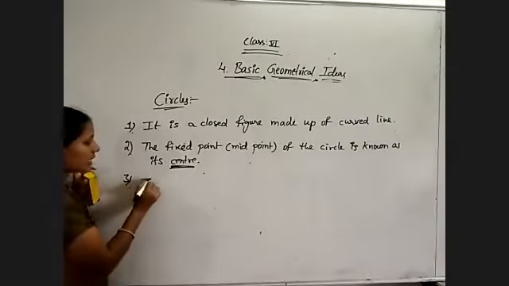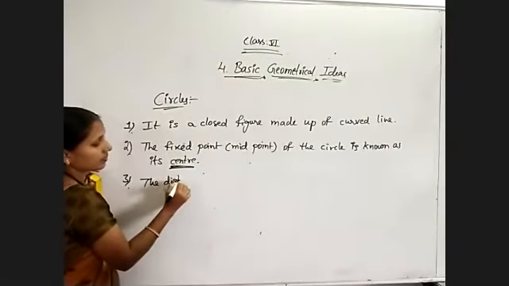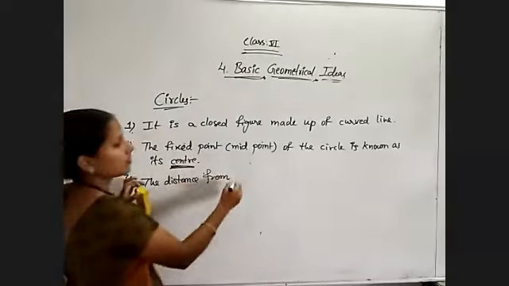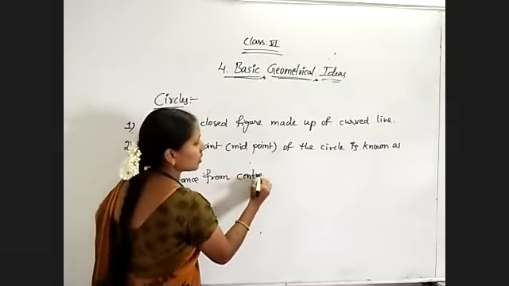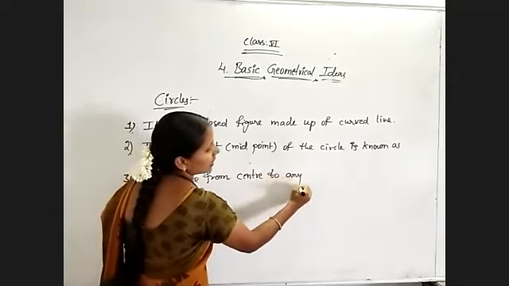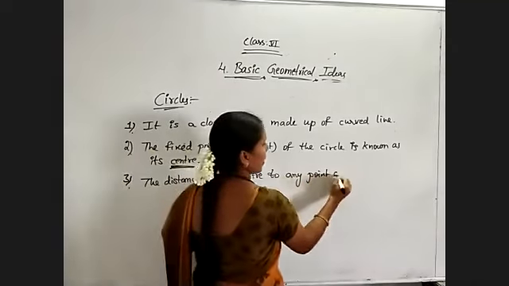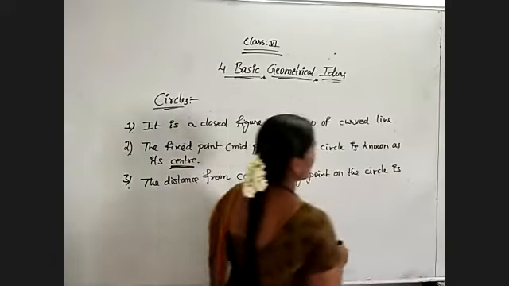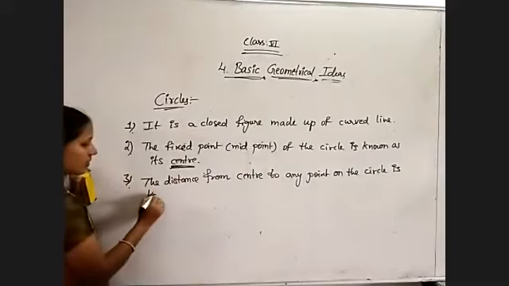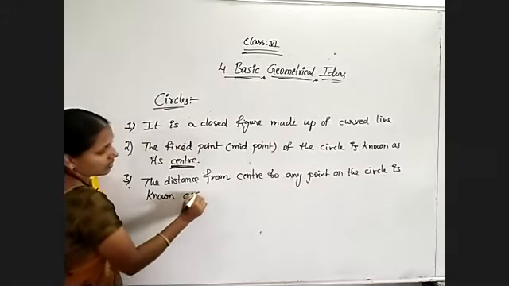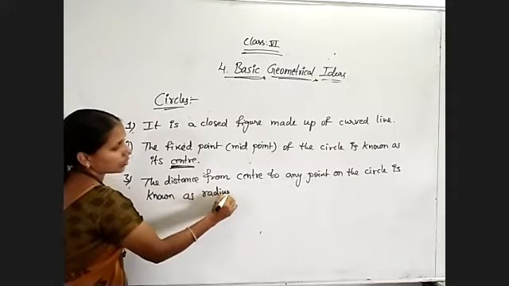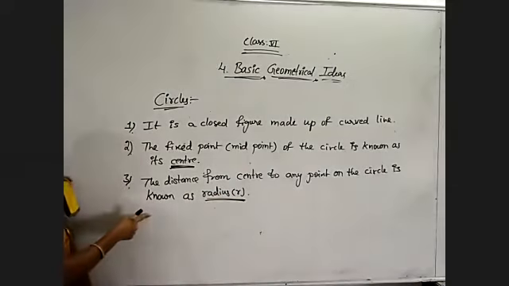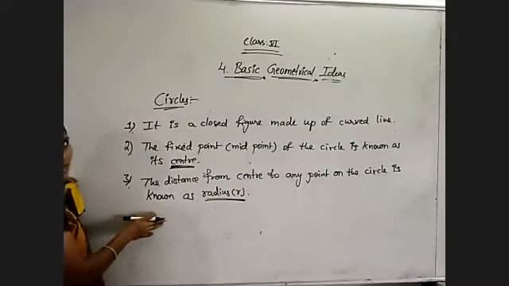See, the distance from center to any point on the circle is known as radius, and it is denoted by small r. Okay, and always radius is also a constant value, a fixed value.